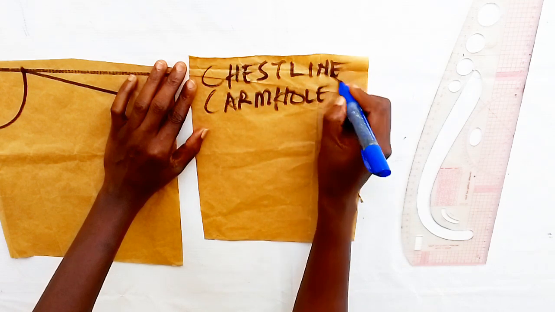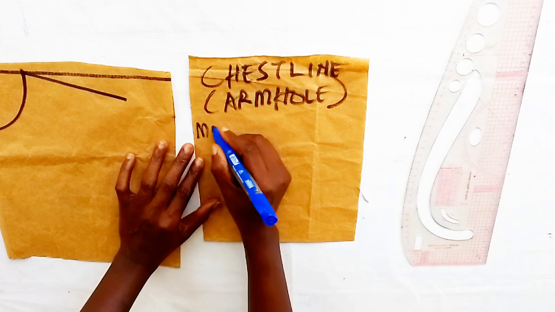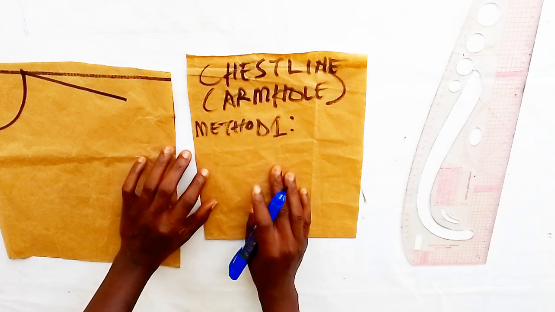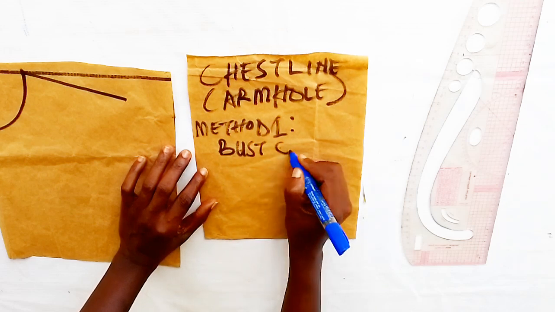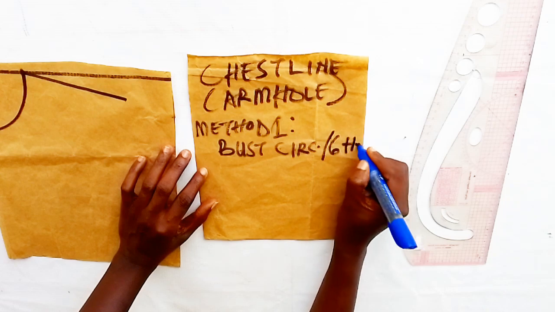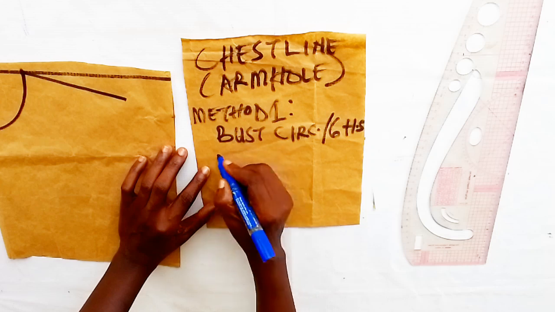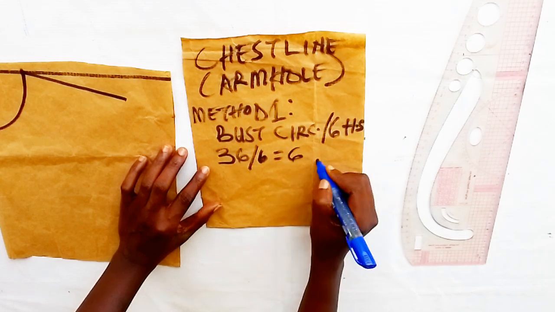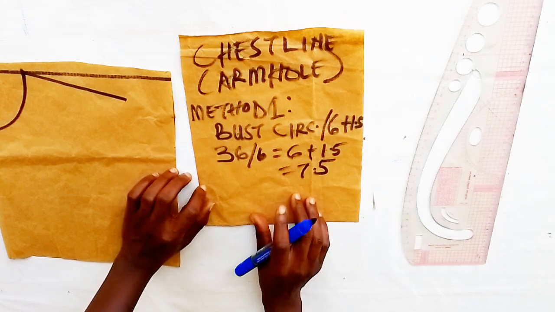To calculate your chest line or your armhole depth, I have two methods that I use. The first method is this. You want to divide your round bust circumference by 6, and then you add 1.5 inch to it. Let's take for instance 36 inches is my bust circumference. I'm going to divide it by 6, which is going to give me 6, then add 1.5 to it, 7.5.